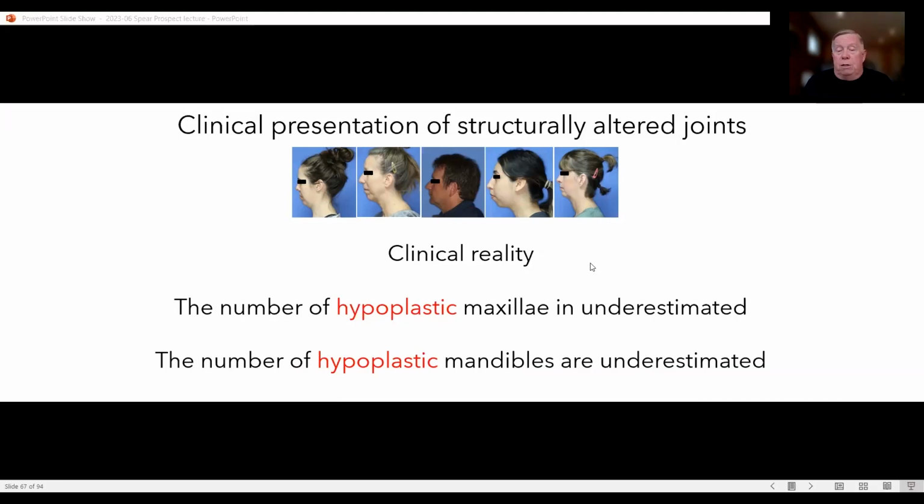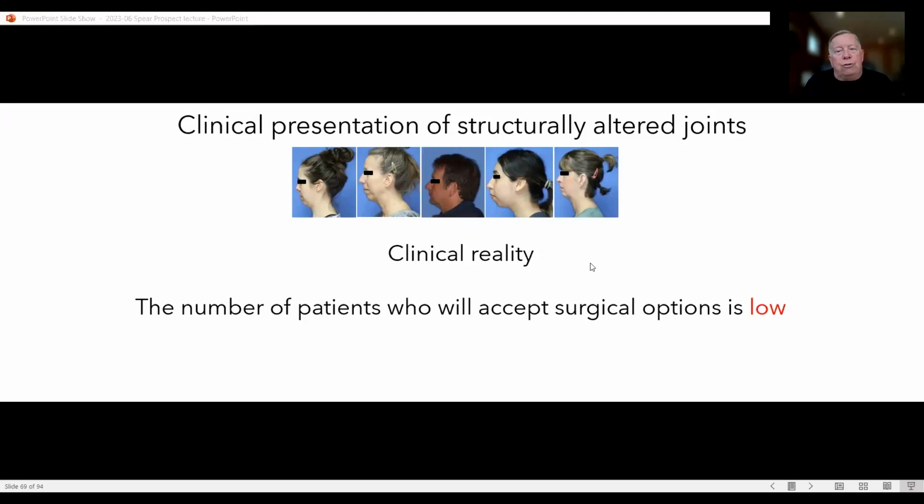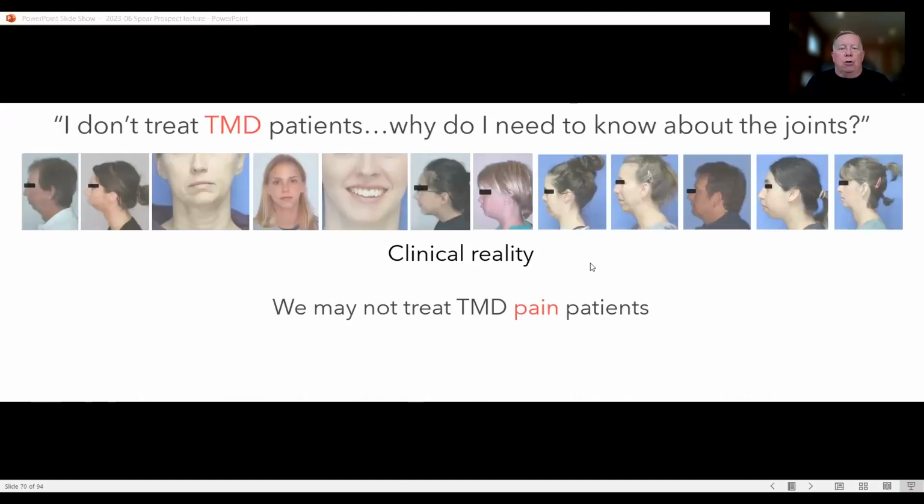In my experience, the number of hypoplastic maxillas and mandibles are both underestimated. It's not just the maxilla, it's the mandible as well. The number of patients who could benefit from maxillary and mandibular surgery is underestimated. That's the reality. The other reality is the number of patients who are going to do surgery is low. So as the dentist, we need to understand the limitations put upon us by the anatomy, but so does the patient. Ultimately, hypoplastic hard tissue anatomy, either maxillary or mandibular, may result in a compromised treatment outcome. We have to be comfortable with that, and so does the patient.